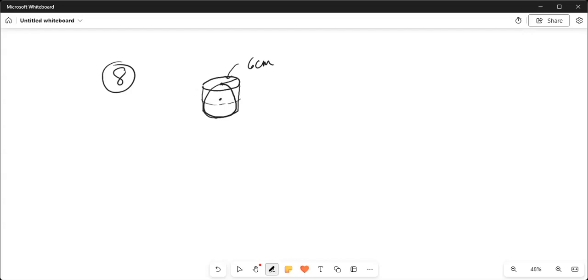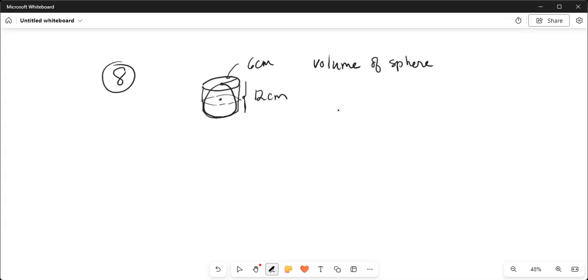Okay, and we think about that sphere right there inside of that cylinder, where twice the radius is going to be the height of that cylinder. So the height of that cylinder is going to be 12 centimeters. Okay. And that's going to be useful because in order to find the volume of the sphere, we need to find the volume of the cylinder first.